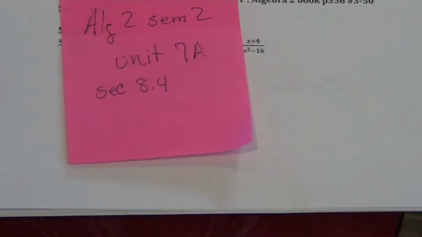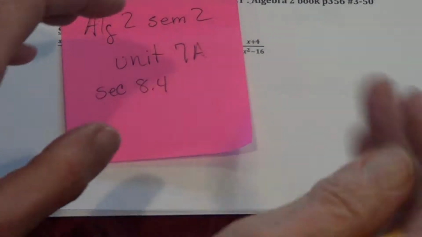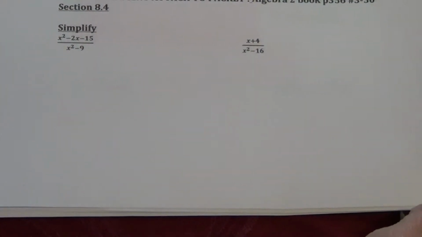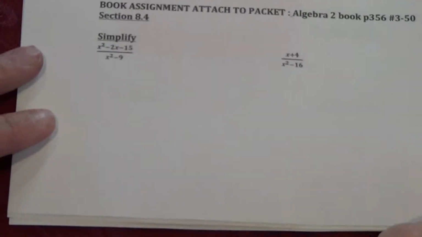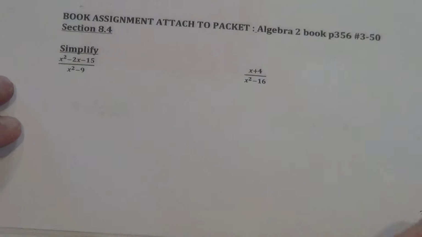Welcome to Algebra 2, Semester 2, Unit 7a. This is section 8.4, and it's page 3 of the notes. Okay, asking you to simplify, and these are radical expressions.